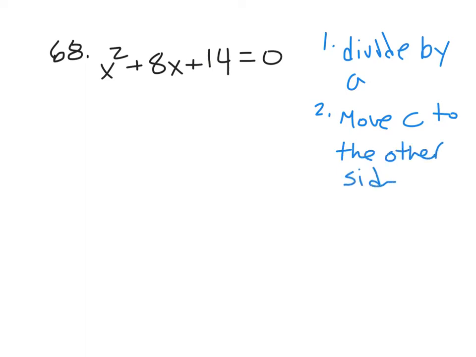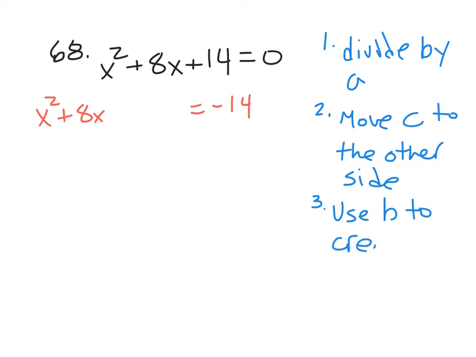So how are we going to do that? All right. So then we're going to have x squared plus 8x. And then I'm going to leave some space and then negative 14. Is that okay with everyone? This is where it's going to be tough for me to write the steps out. So I'm going to try. Well, at least I'm going to say use B to create a new number. And I'm going to explain that here in a second.